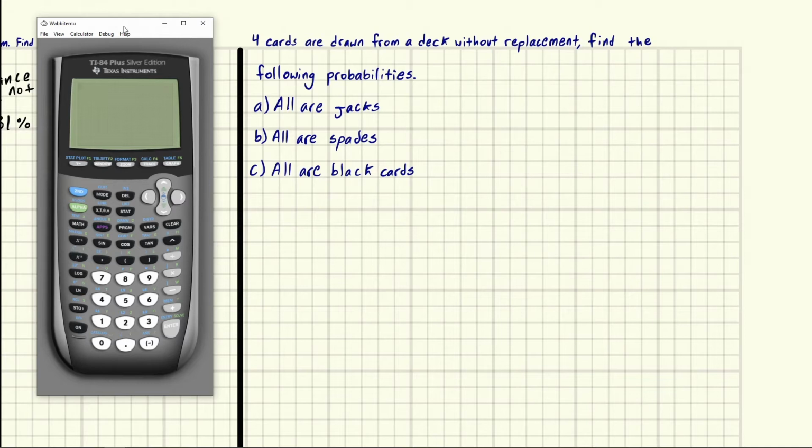Eric Burgess here. Four cards are drawn from a deck without replacement. Find the following probabilities: A, all are jacks; B, all are spades; and C, all are black cards.